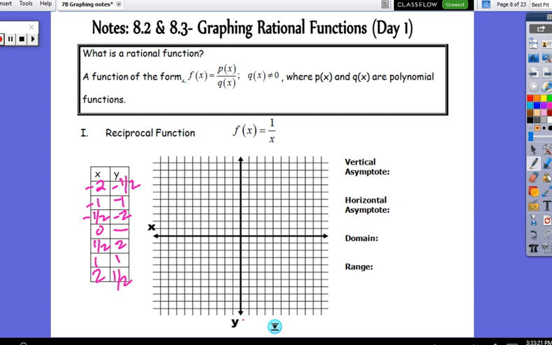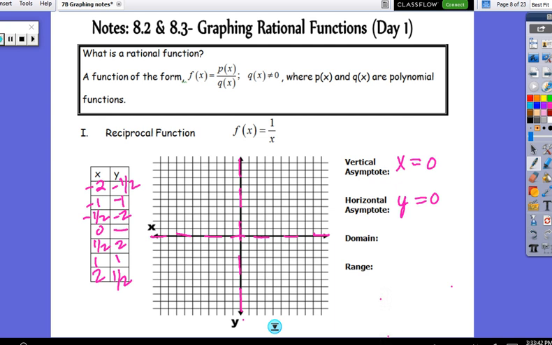Because this thing is undefined at x equals 0, that's what makes a vertical asymptote. So x equals 0 is going to be a vertical asymptote. So we're going to graph that. And in this case, our y equals 0 is a horizontal asymptote. So here's our basic pattern.